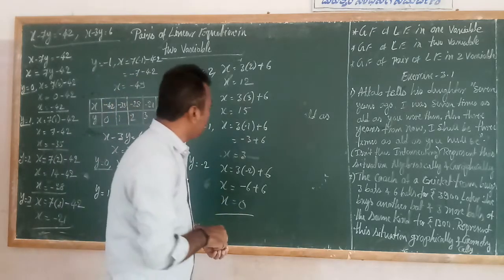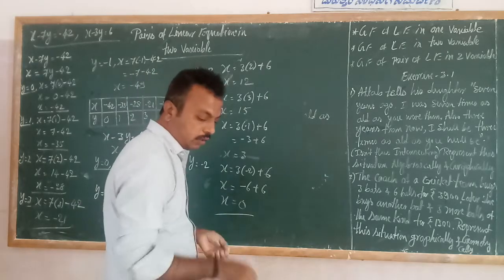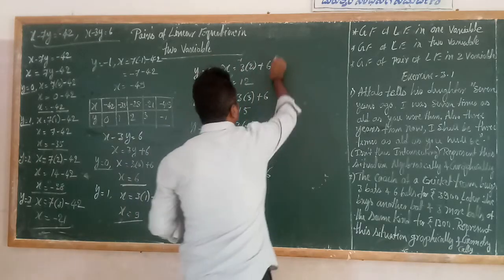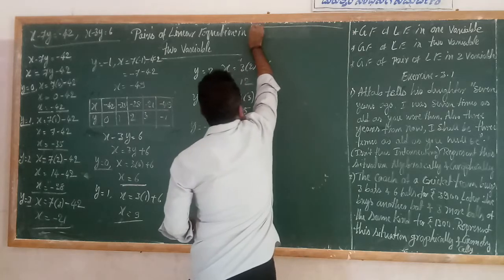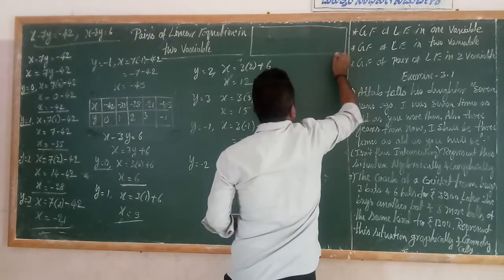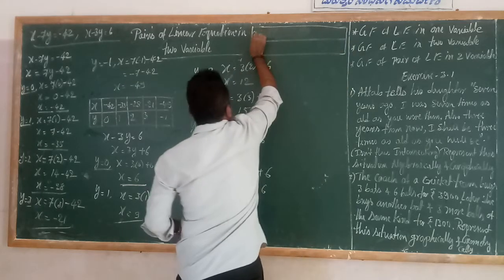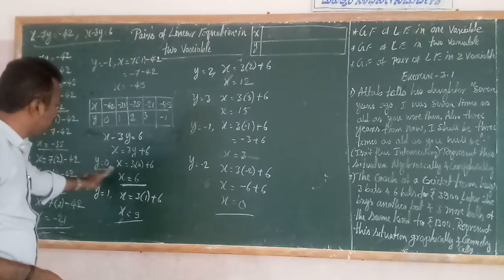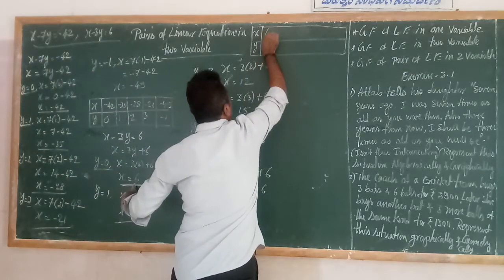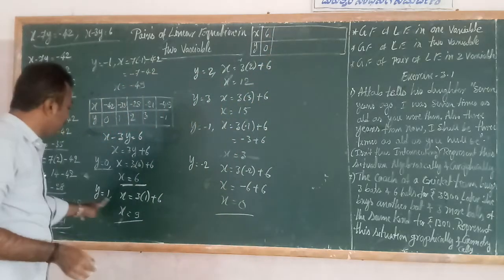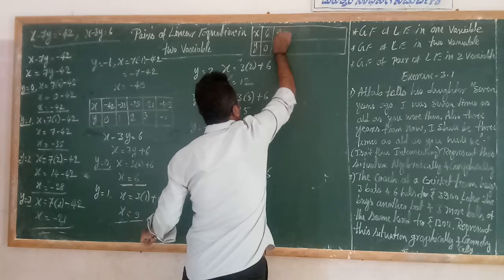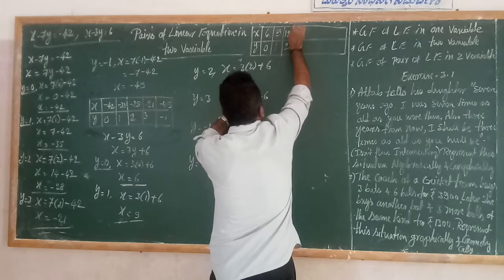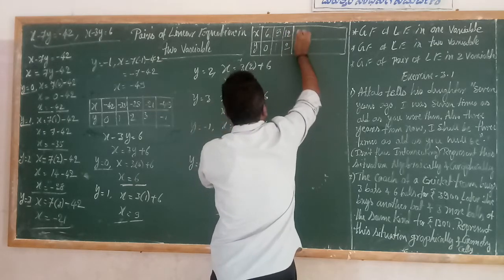So now we have to draw the tables. See, what are the tables? This is x and this is y. Okay. Now, first, y is equal to 0, x is equal to 6. Next, y is equal to 1, x is equal to 9. Next, y is equal to 2, x is equal to 12. Next, y is equal to 3, x is equal to 15.